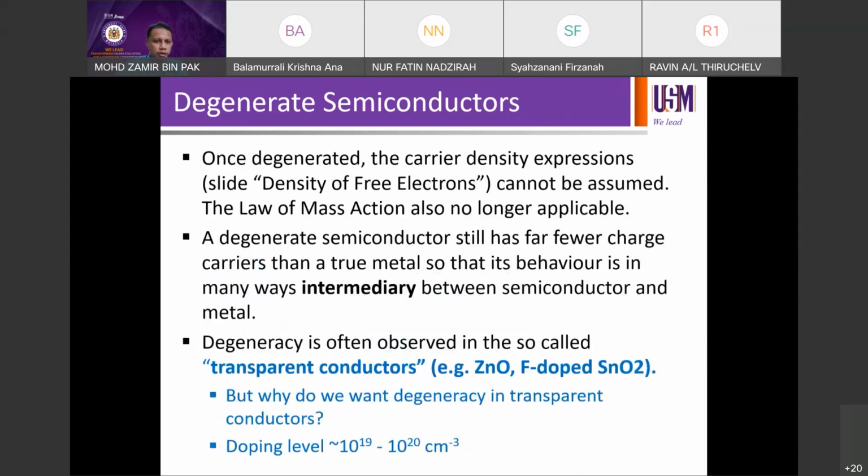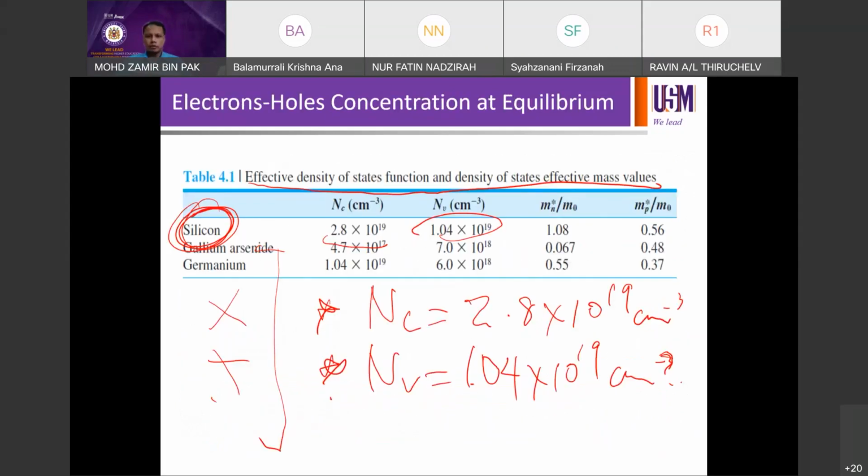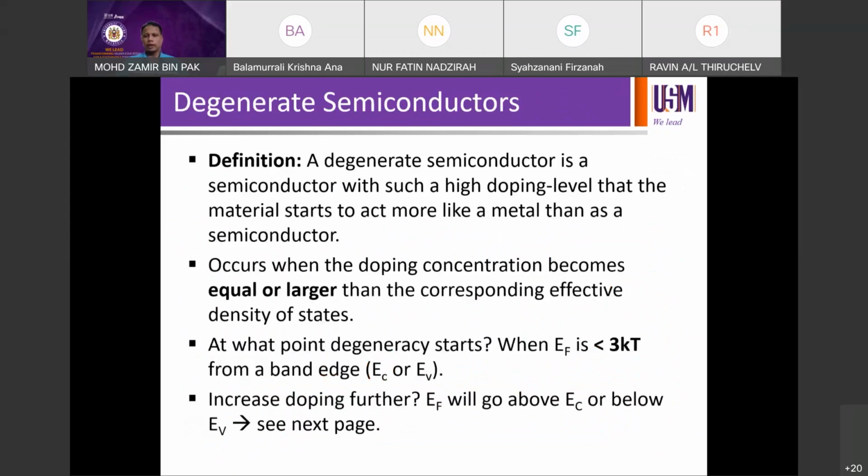Okay, let me cover a bit on degenerate. So the next concept that you will learn is called degenerate semiconductor. So let's just go for another few minutes. So a degenerate semiconductor is a semiconductor with such a high doping level. So remember when I talked about extrinsic, within extrinsic, you're going to get this degenerate semiconductor under certain conditions.